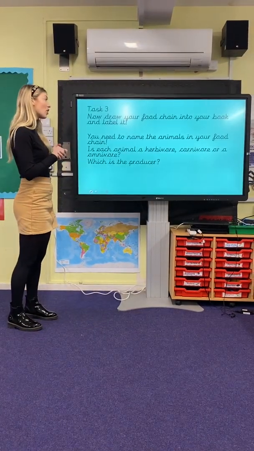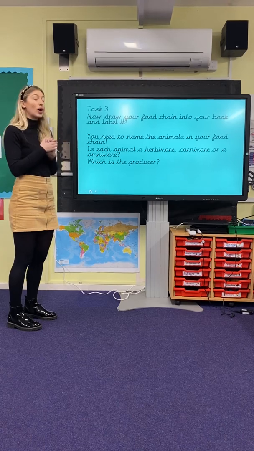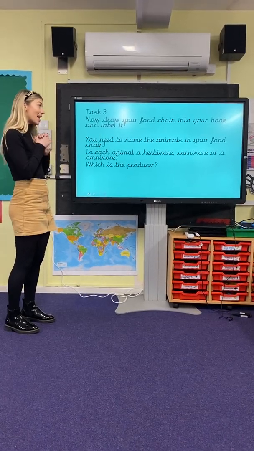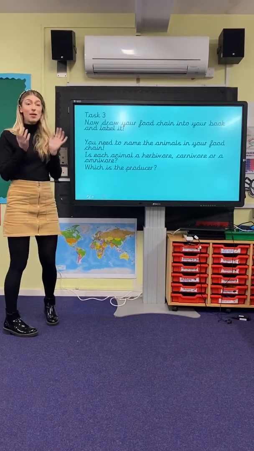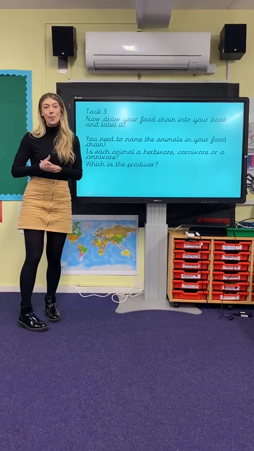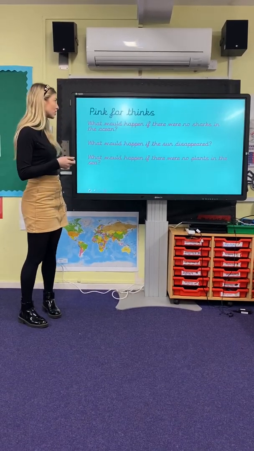Okay, and then finally, you can then draw that into your book and label it. So you need to label the animals in your food chain. Tell me whether it's herbivore, carnivore, omnivore, which is the producer, and predator and prey. Okay, so there's lots for you to get on with.